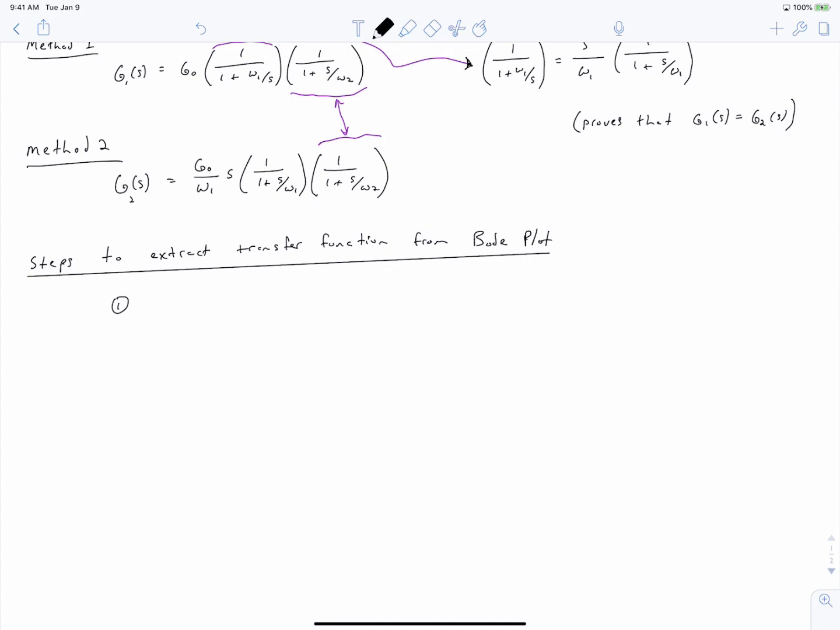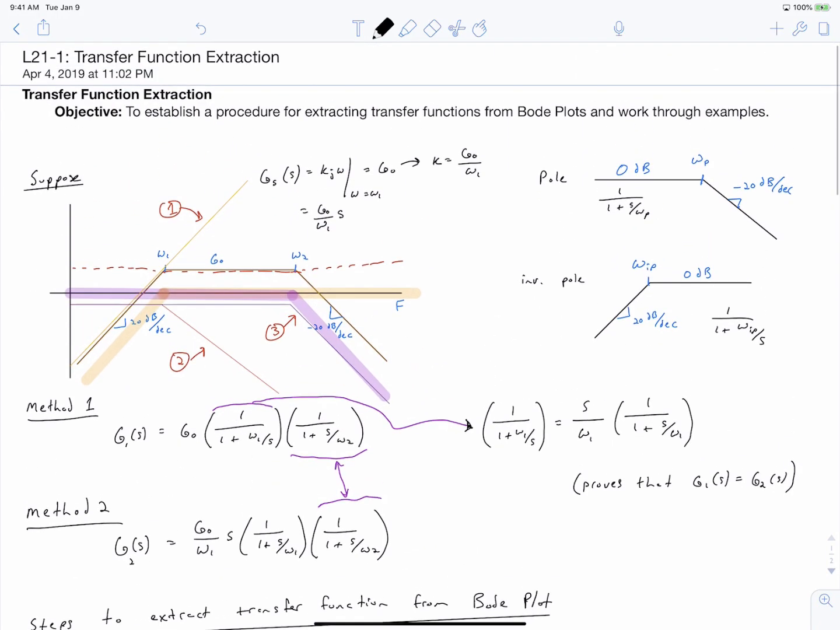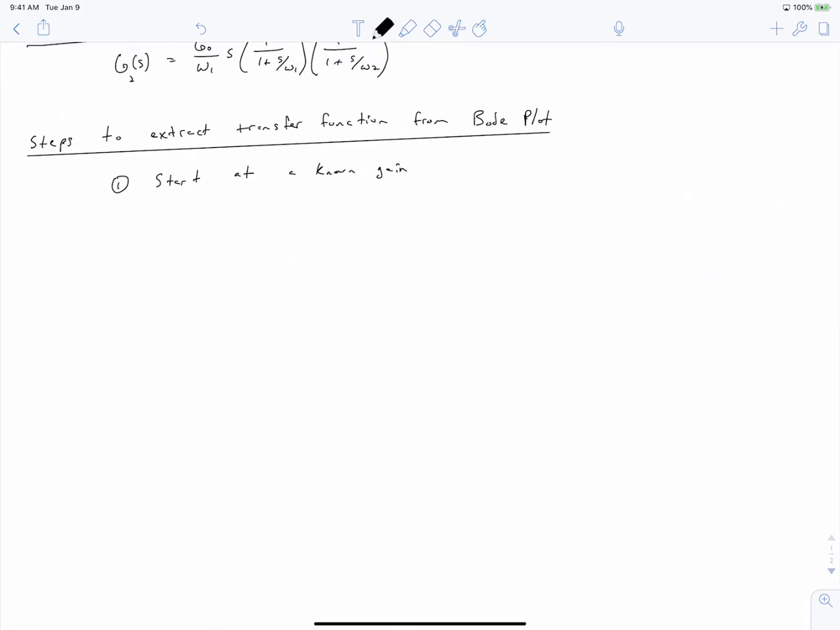So our rules are that we're going to start at a known gain. And what do I mean by that? That means that if we know our gain at some location, for example G0, we're going to start at the frequency that corresponds to that known gain. So we're going to start right here where I've drawn this black line. And that's going to be the first term in our equivalent transfer function. We're going to multiply our equivalent transfer function by that known gain. Second, we're going to move to lower frequencies and note changes in slope.